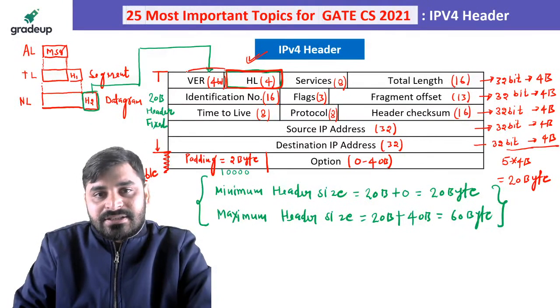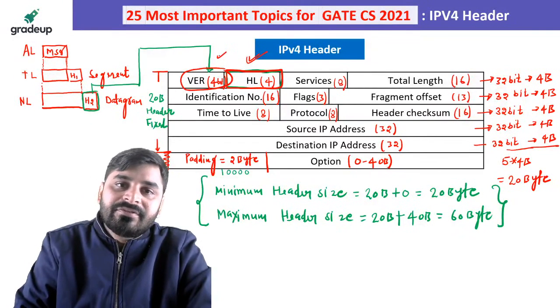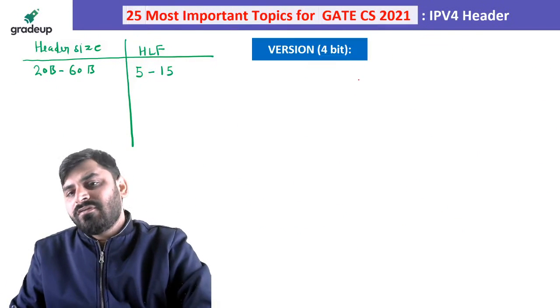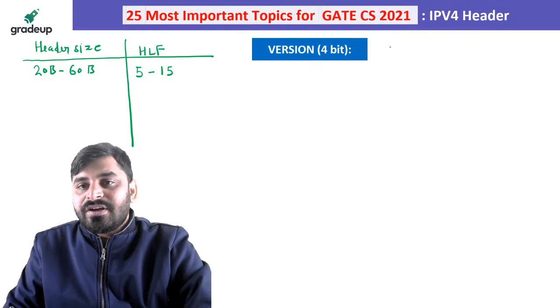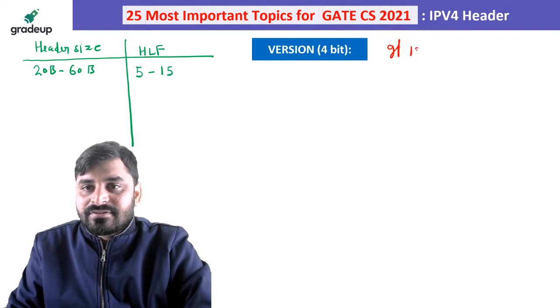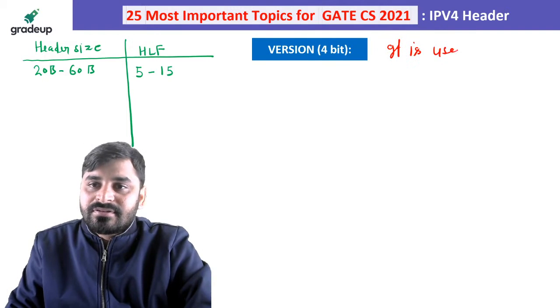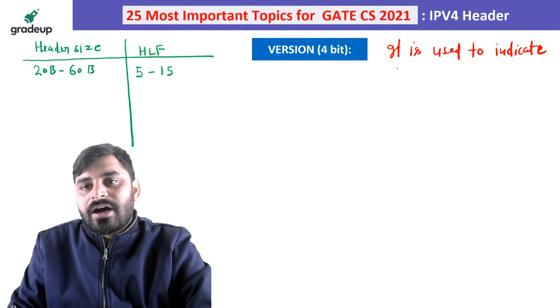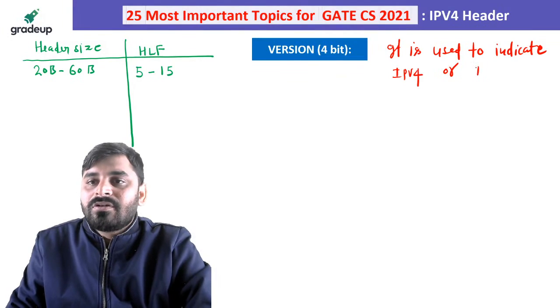Now next is version. Now I will complete the version field. VER, version. It is a 4-bit field. So it is used to indicate IPv4 or IPv6.